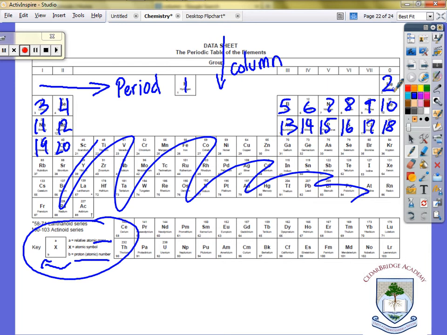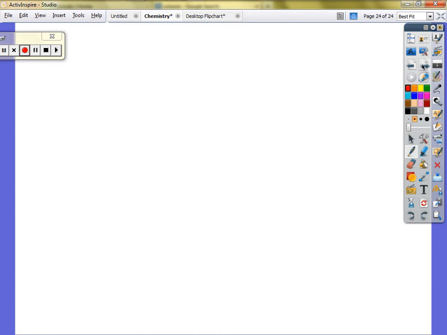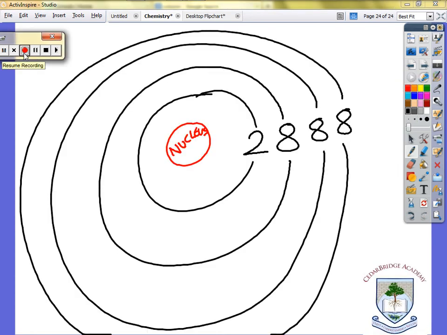That's their proton numbers increasing. The reason why they're grouped according to the columns like this, in 1 and 2 and 3, is because of electron shells. The electrons are separated into what's called shells.